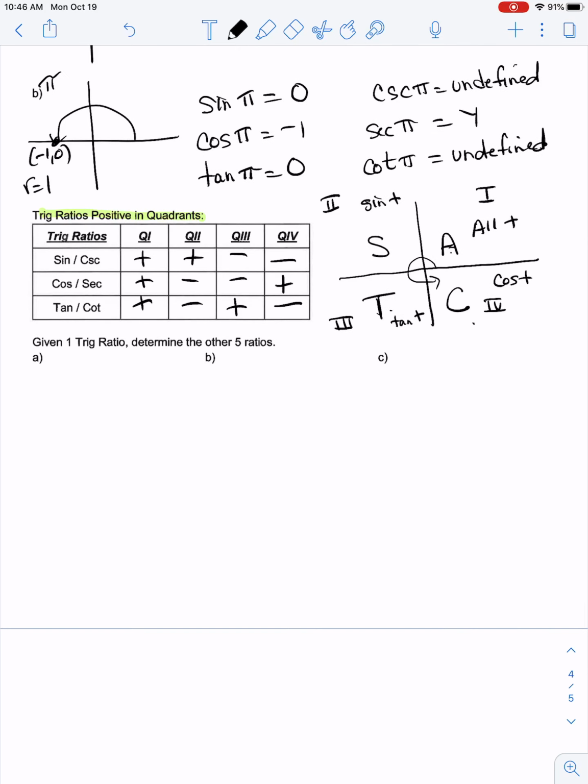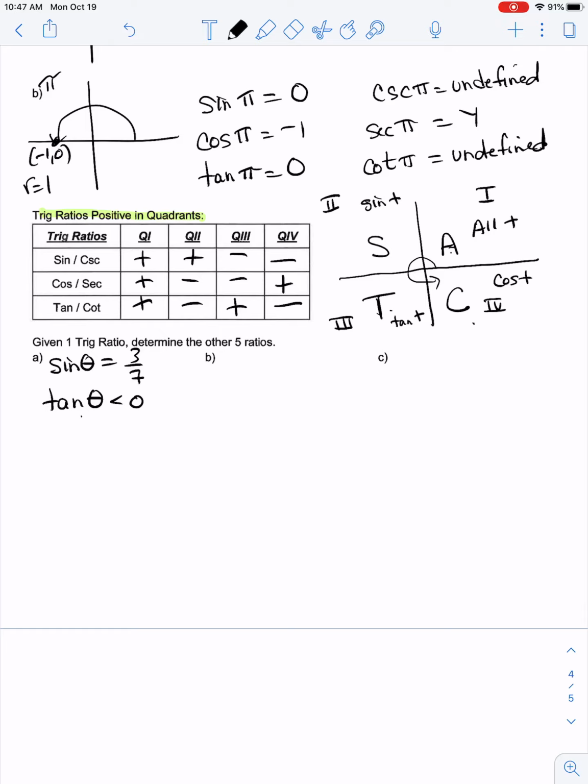All right, lastly, I want to do a little example. If I give you one trig ratio, like here's an example: the sine of theta is equal to 3/7. And I also give you a clue, like the tan of theta is less than 0. Can you solve for the other 5 trig ratios?